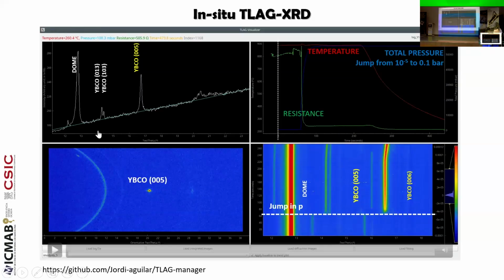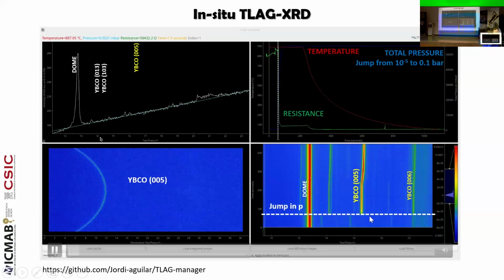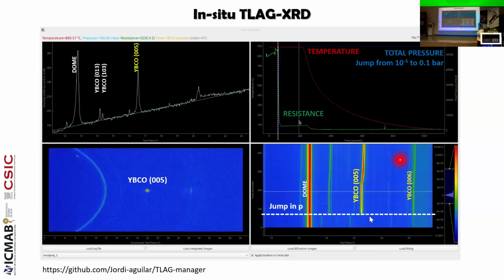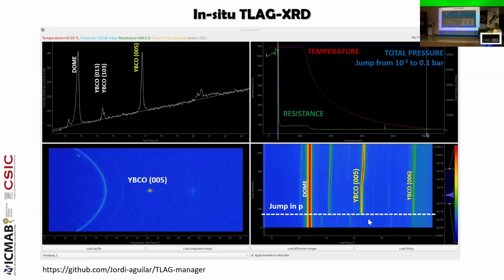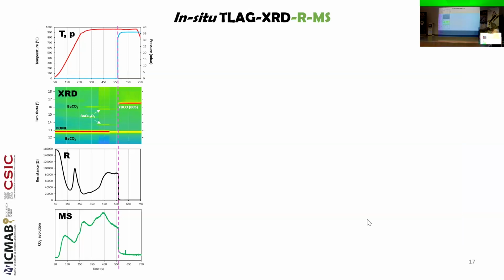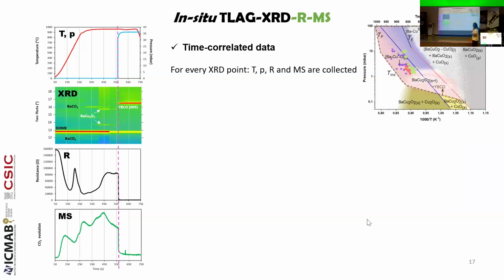And here I have already plotted, but I will have to start it over because there was a zoom, the evolution around the jump of all the phases. And there are the precursor phases and then YBCO. This is the epitaxial and non-epitaxial ones. So it was very important for us to strictly correlate the information on every XRD point with the information on temperature, pressure, resistance, and mass spectrometry signal. And this allowed us to build these kinetic non-equilibrium phase diagrams with confidence.